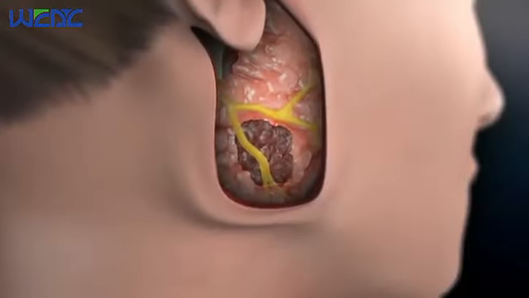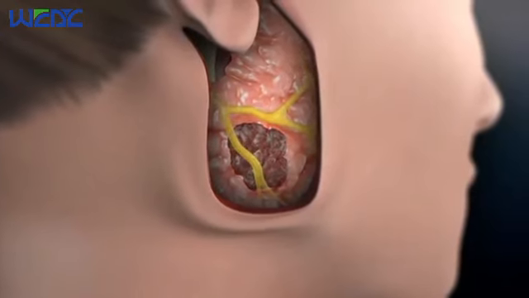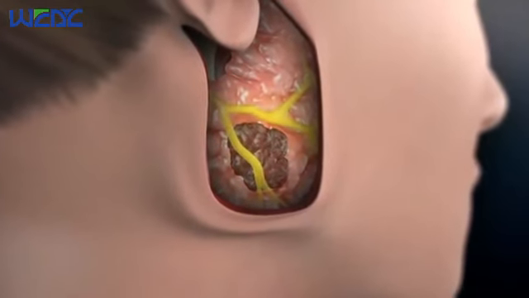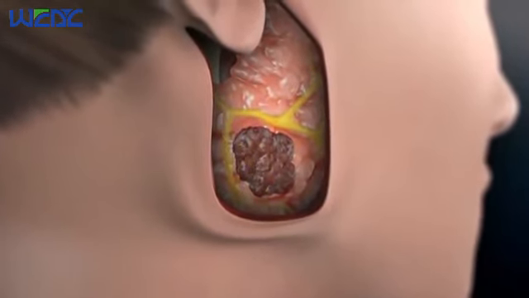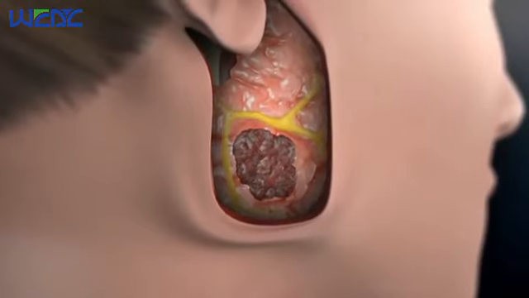If the tumor is deep to the facial nerve, then the branches of the facial nerve that lie superficial to the tumor are identified and are separated from the parotid so that we can get underneath and remove the tumor.